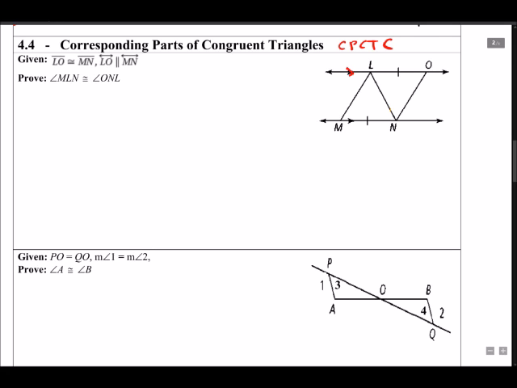First thing I see: parallel lines. So that is making me automatically think alternate interior angles. And it looks like we have some congruent sides here that were given. And we want to prove that angles are congruent. So this says CPCTC, so we need those triangles, MLN and triangle ONL. So MLN, there it is, and ONL, the upright and upside down one.